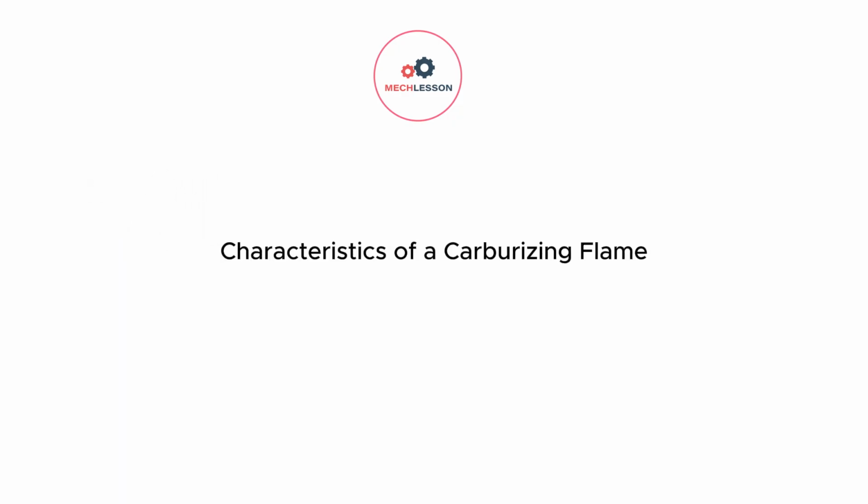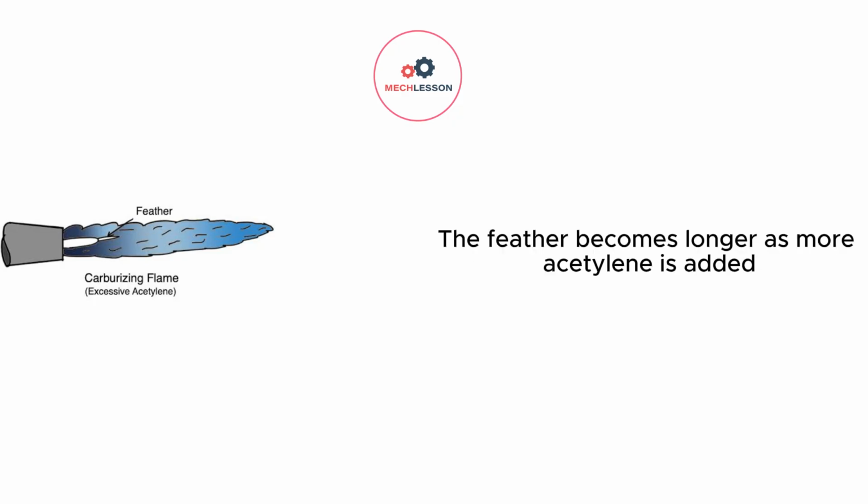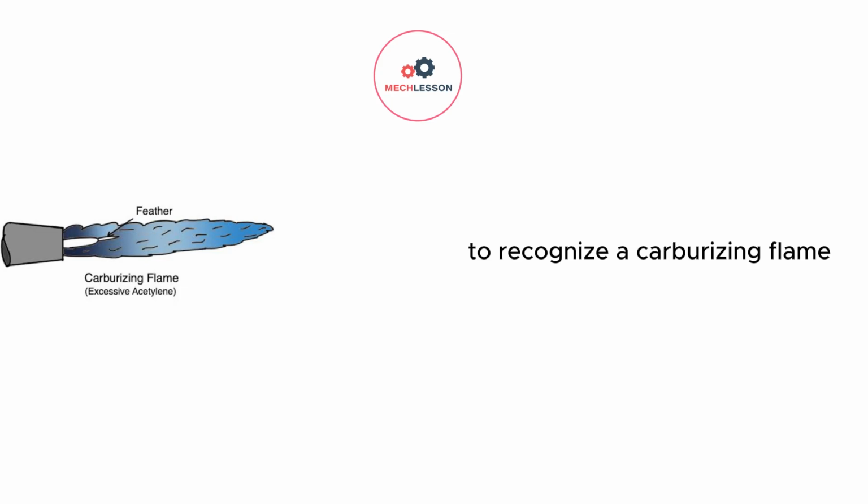Characteristics of a carburizing flame. The carburizing flame is easily identified by a visible acetylene feather, 3 distinct flame zones, a bluish-white inner cone, a white feather extending from the cone, and a light blue outer envelope. The feather becomes longer as more acetylene is added. This visible feather is one of the easiest ways to recognize a carburizing flame.